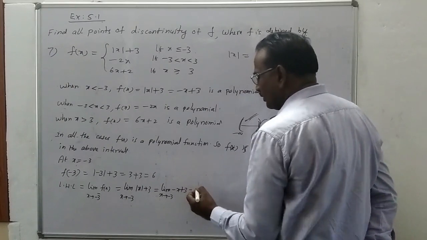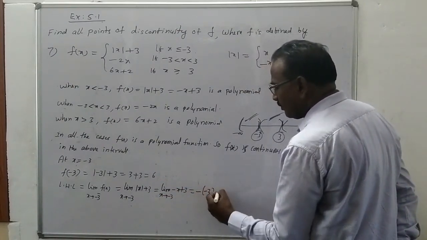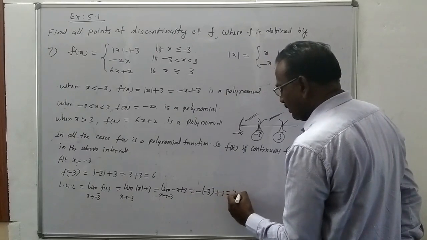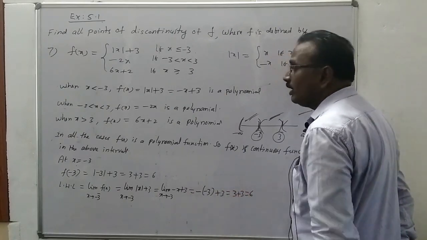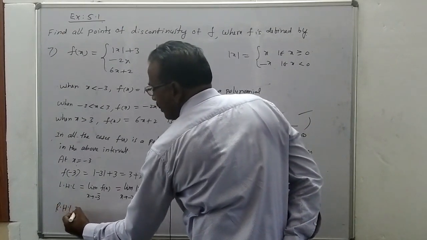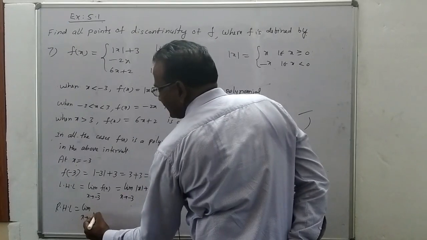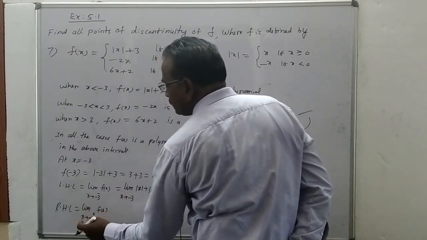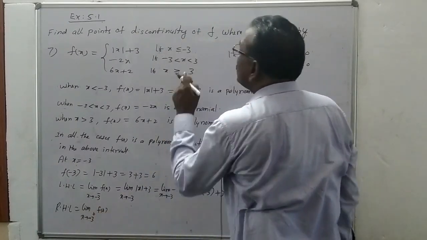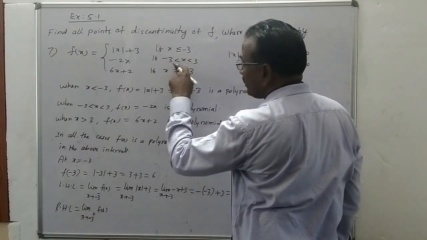By direct substitution method, minus of x is equal to minus 3 plus 3, that is plus 3 plus 3, value is 6. The left hand limit exists, and the right hand limit is the limit as x tends to minus 3 plus of f of x. That means what? x is greater than minus 3.